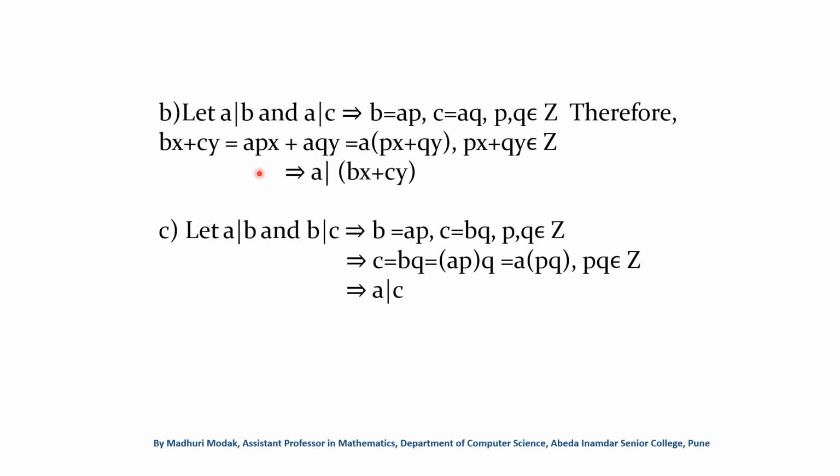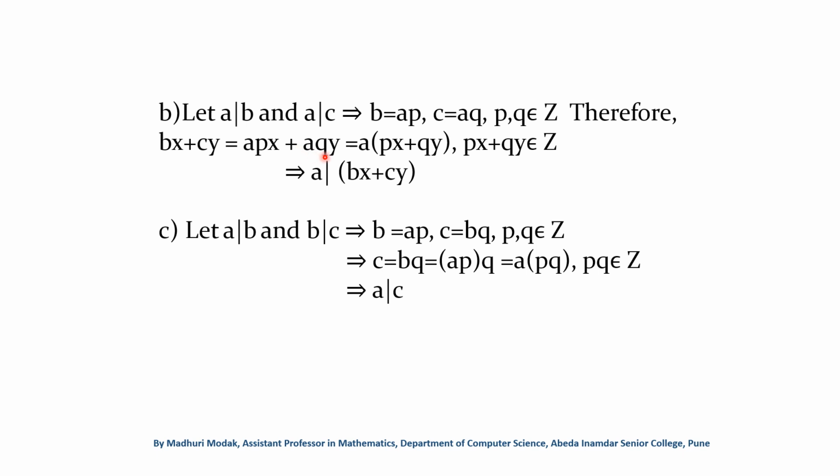Now we have to show that a divides bx plus cy. So again we must get bx plus cy is equal to a into some integer. Now start with bx plus cy. As we got b equal to ap and c equal to aq, putting these values here, we write bx plus cy equal to apx plus aqy. Now taking a common, that is distributive property, it is a multiplied by px plus qy.